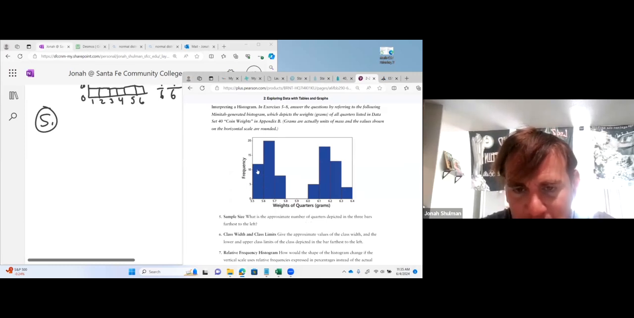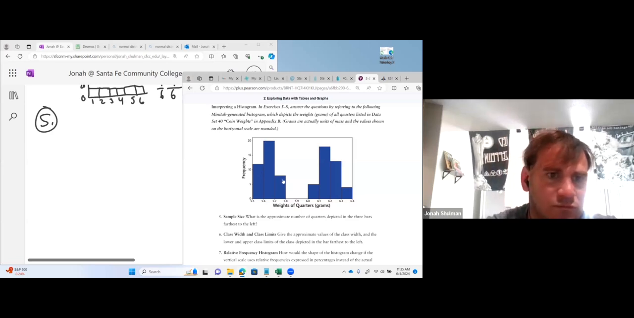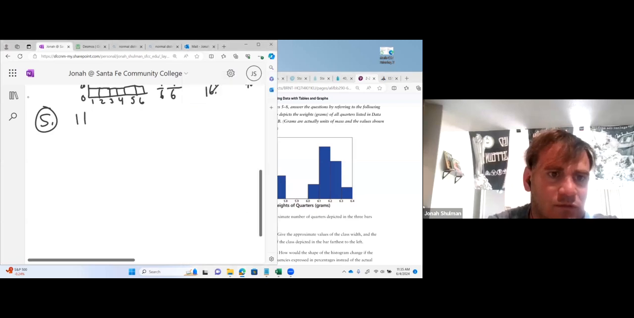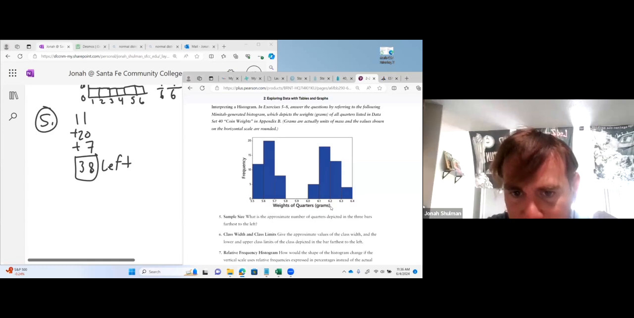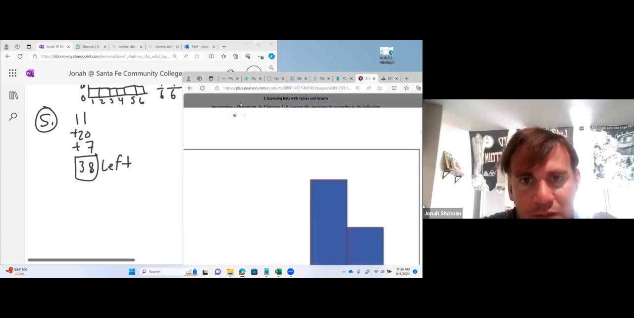The approximate number. This has got to be 11 plus 20 plus 7. So 11 plus 20 plus 7. You're approximating here, so that's 8. We got about 38 on the left. Cool. All right. That was it.